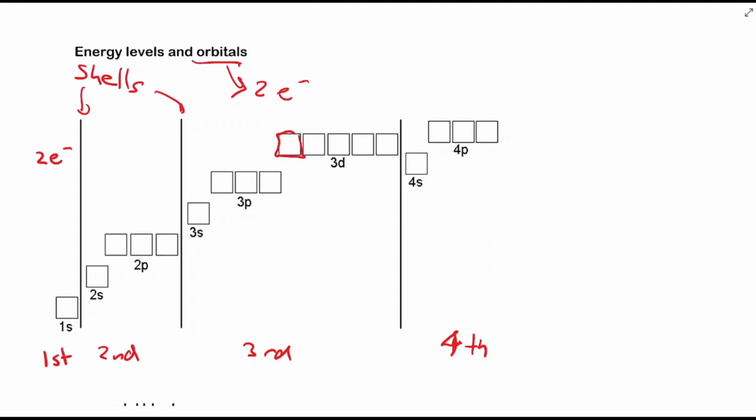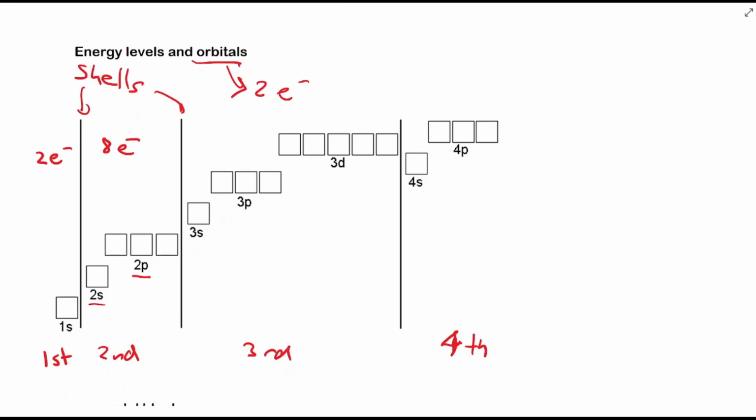In the second shell, we're expecting the second shell to be able to hold 8 electrons. Now, if we look at the number of boxes, we've got two subshells here, the 2s and the 2p. We've got 4 orbitals in total, so we can go 1, 2, 3, 4, 5, 6, 7, 8. We've still got 8 electrons in the second shell.